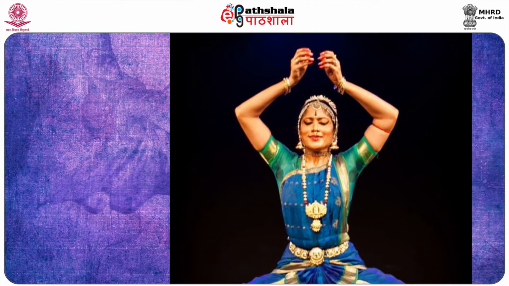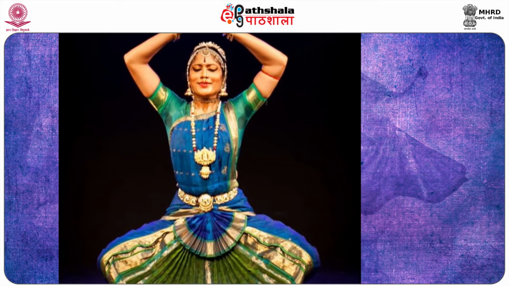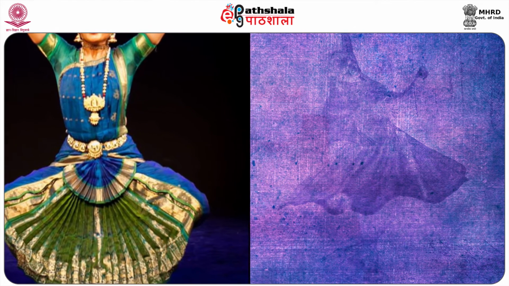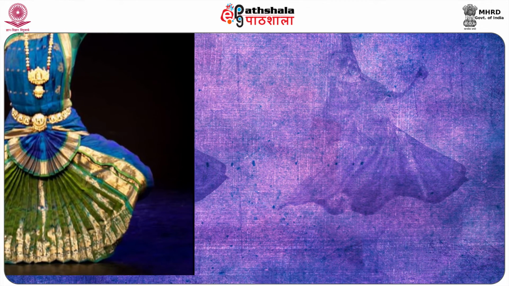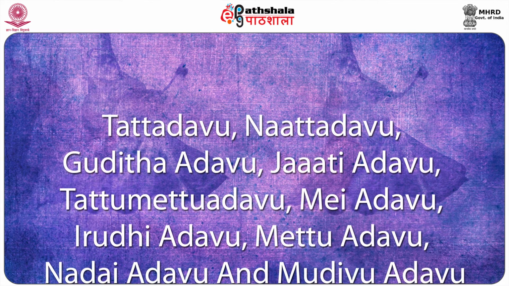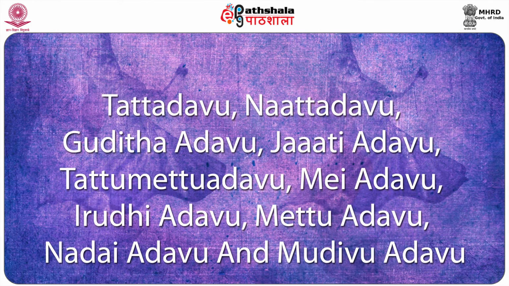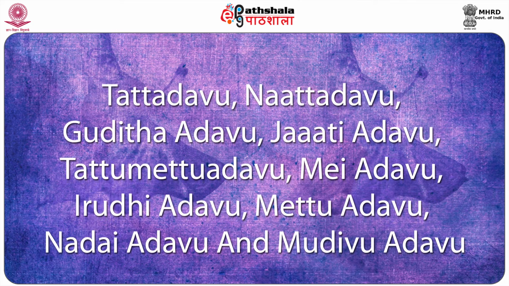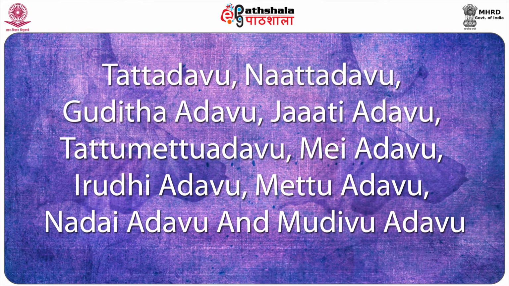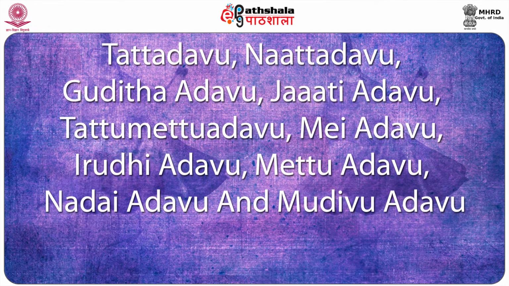By then, 25 varieties of Adavus mentioned in the text became obsolete. The Adavu structure categorized by Tanjore Quartet has 10 groups with 12 individual variations totaling to 120 Adavus. They are Tattadavu, Natadavu, Goditta Adavu, Jati Adavu, Tattu Mettu Adavu, Mai Adavu, Iruddhi Adavu, Mettu Adavu, Nadai Adavu and Mudittu Adavu. The repertoire formatted by the Tanjore Quartet is called the Margam.